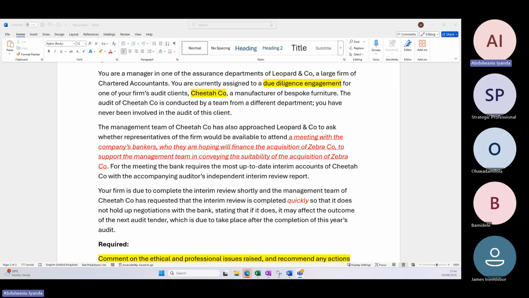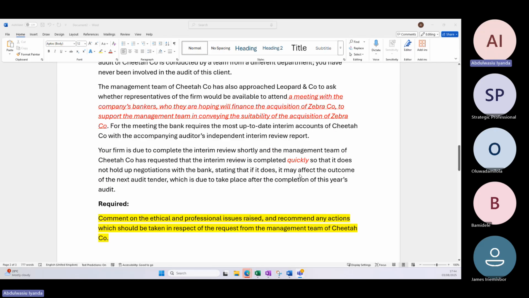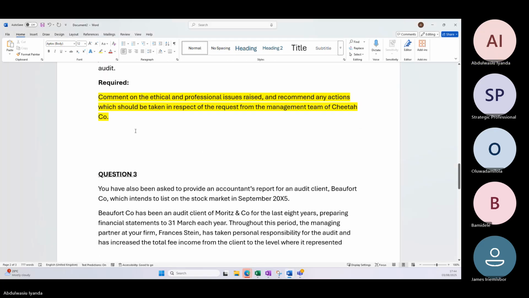So, what do you think? Can anybody please try? Just read this case now. What are the threats? Is there advocacy? Is there familiarity? Is there intimidation? Self-review? Management threats? Intimidation. Okay, so that's what I need. That's cool. So let me write it as intimidation.